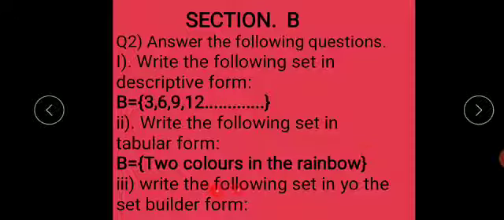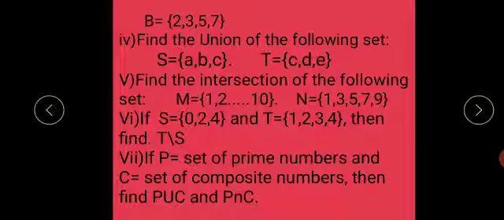Third part is write the following set into the set builder form. B is a set of 2, 3, 5, 7. You have to write this in set builder form.